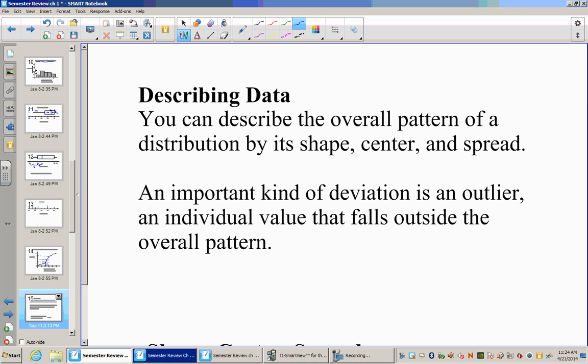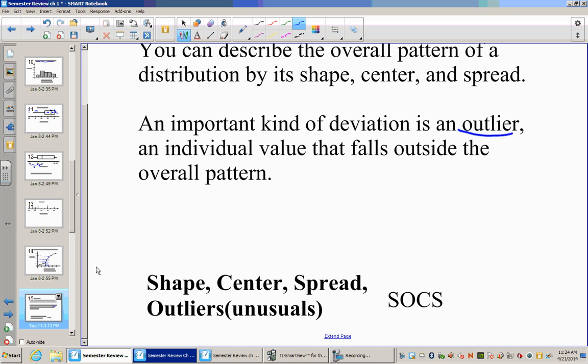Now, when you describe data, you should look at the overall pattern and look at its shape, center, and spread, or any deviation from that, like an outlier or anything that is striking. Usually what we try to remember is SOCS: shape, outliers, center, spread. I don't know why I wrote this in a different order. And for outliers, think about anything unusual. Even if there's a big gap in the data, make sure you mention that gap.